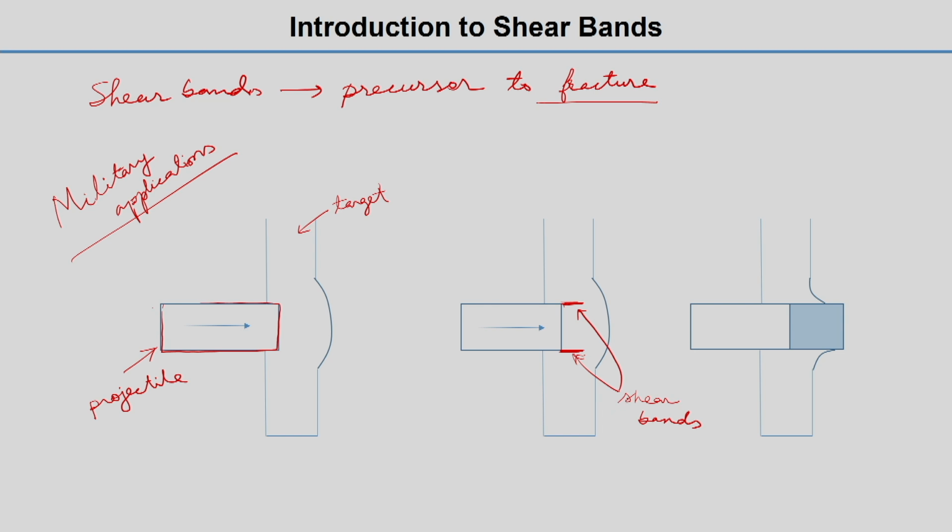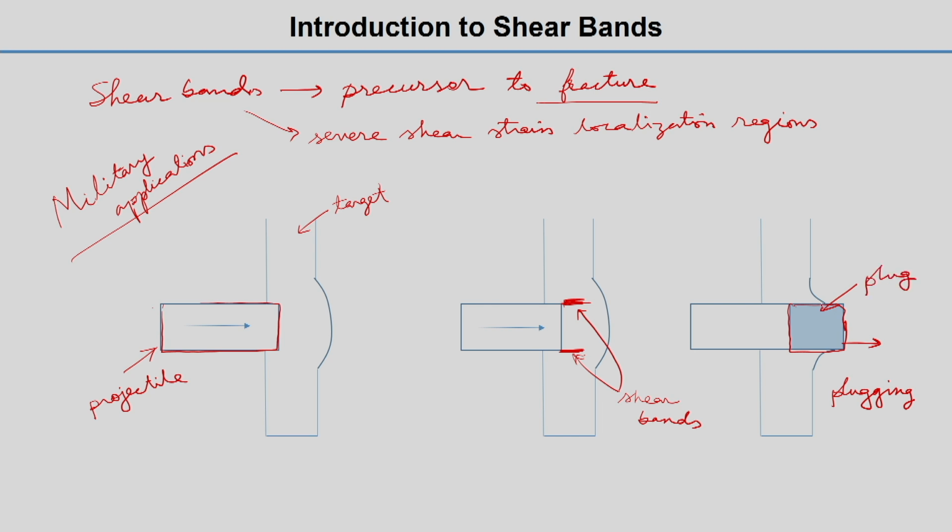So shear bands are basically severe shear strain localization regions. Now these portions, as I have shown, will form a shear band, and that will help to form a plug. So this is called the plug, and eventually the plug will go out. That failure is called plugging, and this plug formation happens due to these shear bands. The plug will go out of the target, resulting in complete penetration by the projectile.